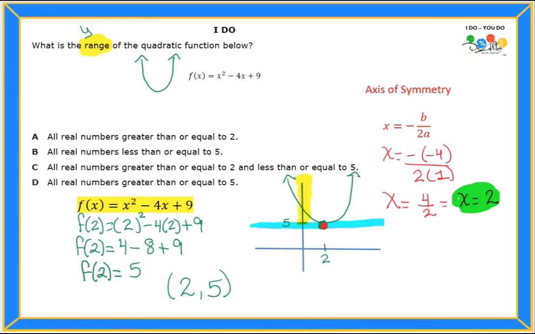So if you look at the answer choices, now we can find something that says greater than or equal to a positive 5. Not less than, right? Greater than or equal to a positive 5. So the answer for this is letter D.